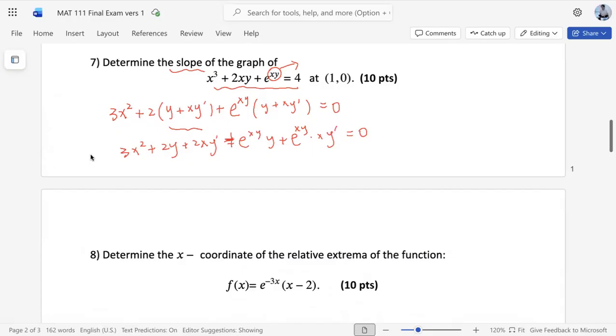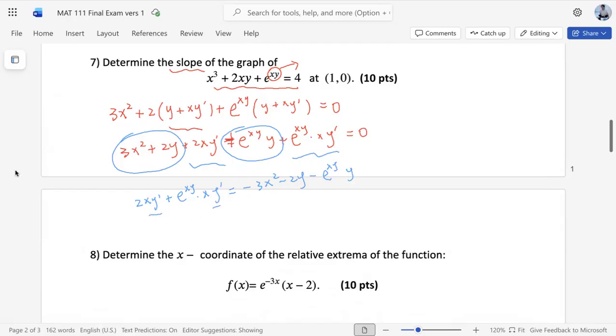Now we need to find like terms. So this one has y prime, this one has y prime. We want to group those two together. So I have 2x y prime plus e to the xy times x y prime equals, we move all the others to the other side. To the other side, then they all become negative. So negative 3x squared minus 2y minus e to the xy times y.